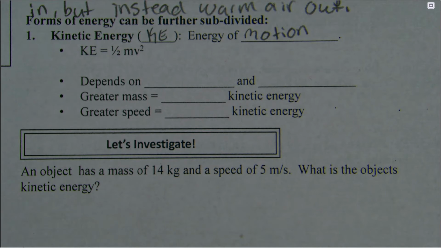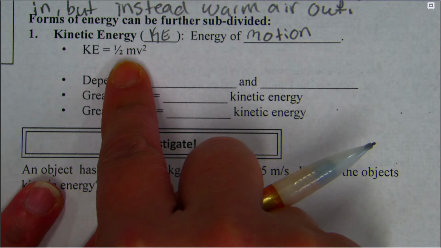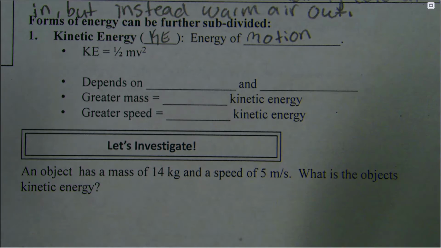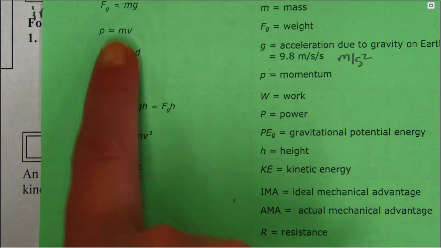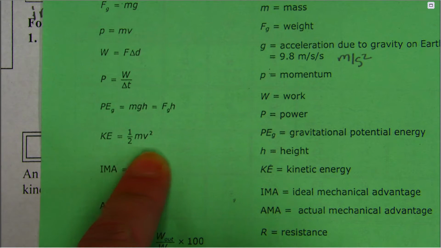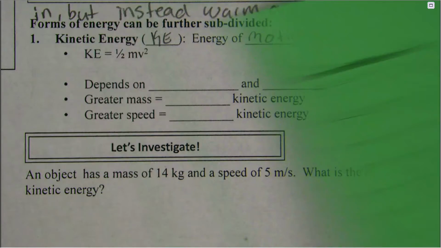Now we can calculate kinetic energy with our equation. Kinetic energy equals 1/2 times mass times velocity squared. If you look at the reference tables provided to you, you will see kinetic energy is right here, and here is your equation. So you do not need to memorize this equation. It is on your reference table.